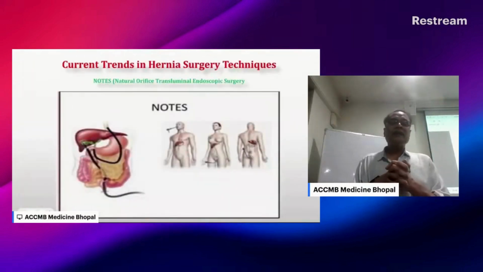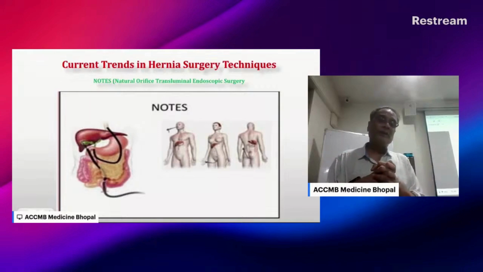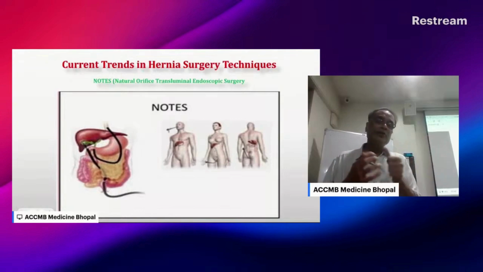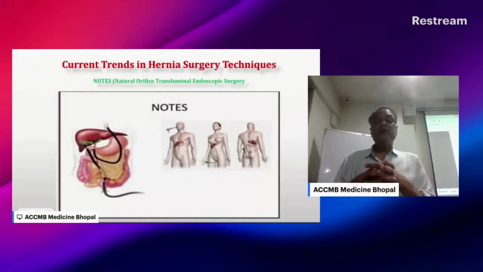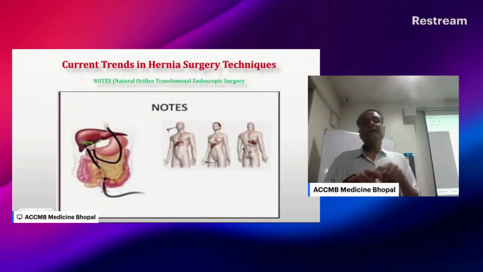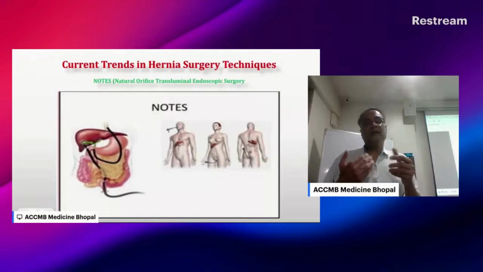NOTES is another form of procedure to perform hernia surgery. The full form of NOTES is natural orifice transluminal endoscopic surgery. It means we have to utilize the mouth, vagina, rectum. These are basically called natural orifices. So an endoscope is introduced through these natural orifices. We reach inside the abdominal cavity. Then we perform the laparoscopic hernia repair or other procedure as per the patient's requirement. So this is called NOTES.